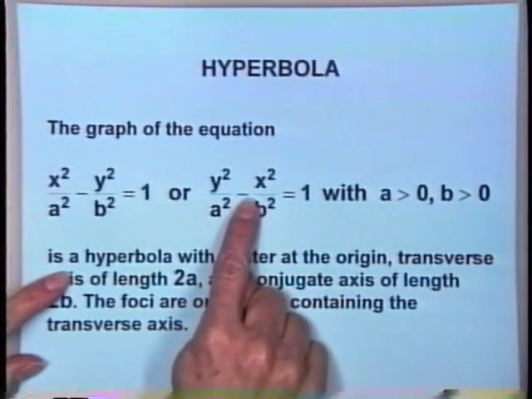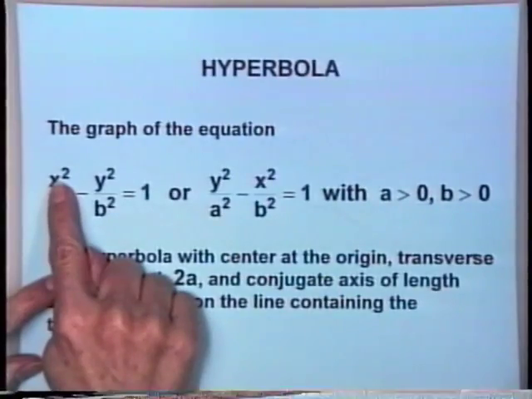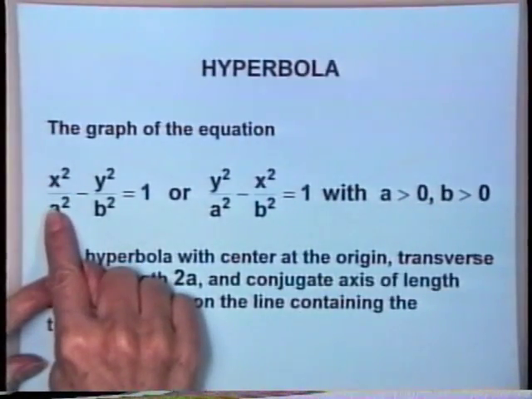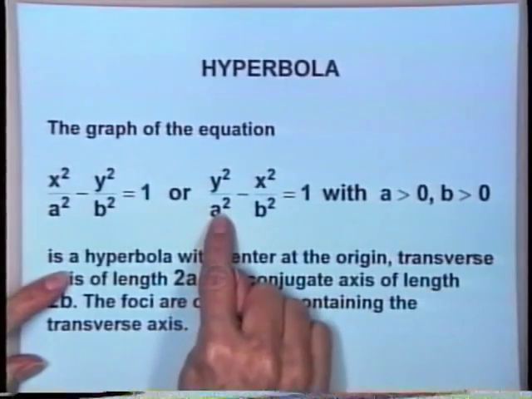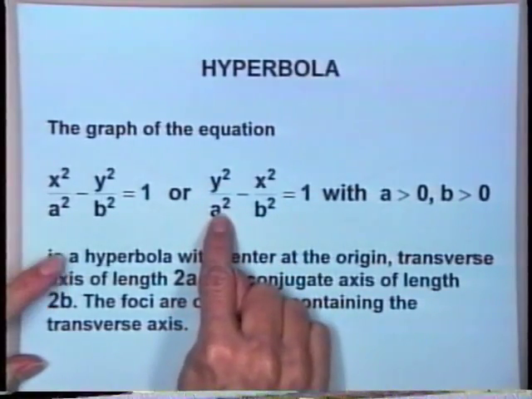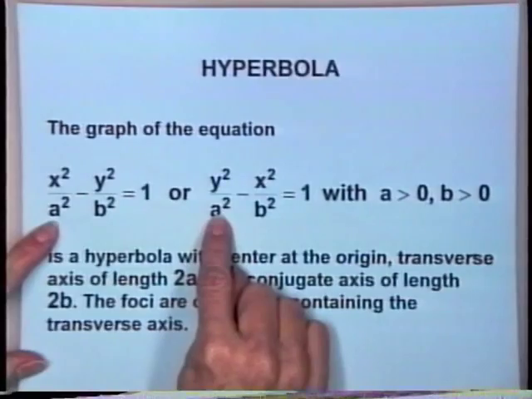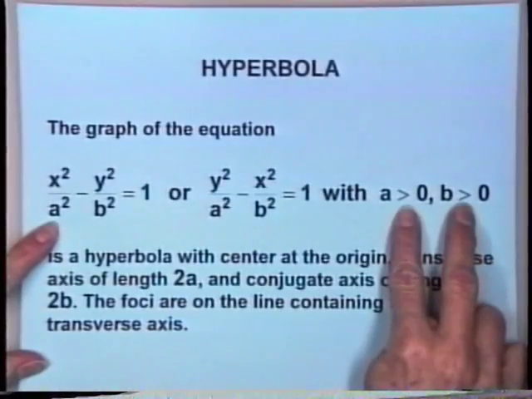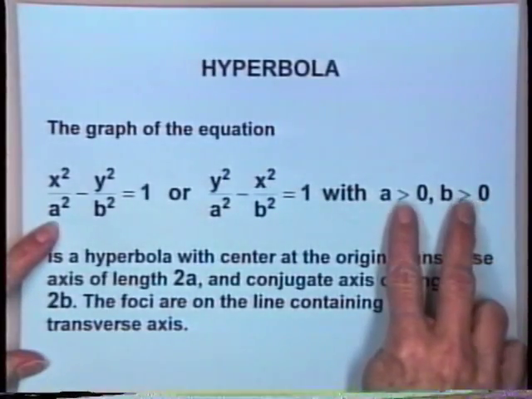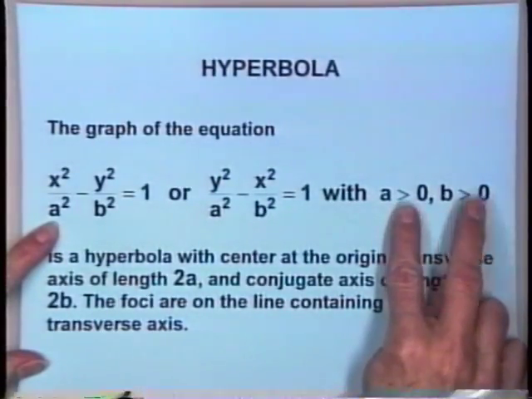Another difference that I want you to notice, here x squared is over a squared. Here y squared is over a squared. Here we're going to identify a not in terms of which one is larger. You'll notice over here it doesn't say anything about a being larger than b. That doesn't matter. All we are saying here is that both are positive.